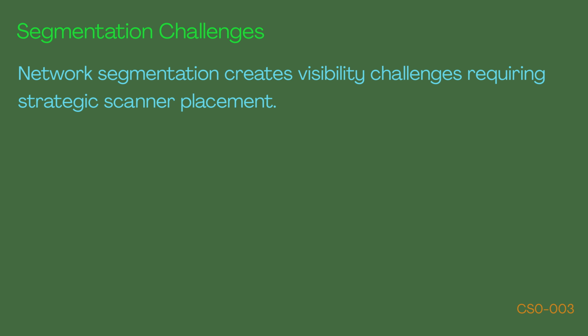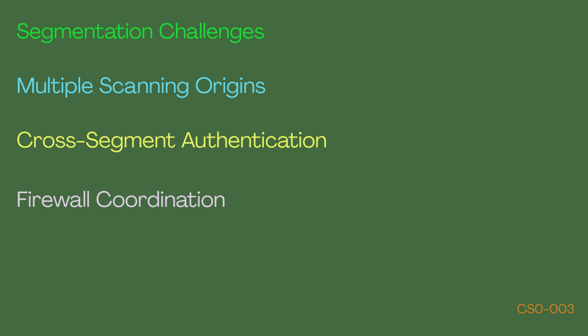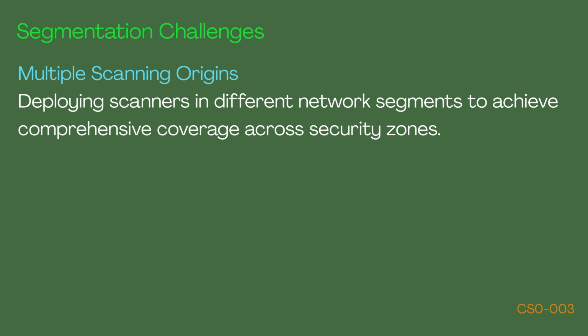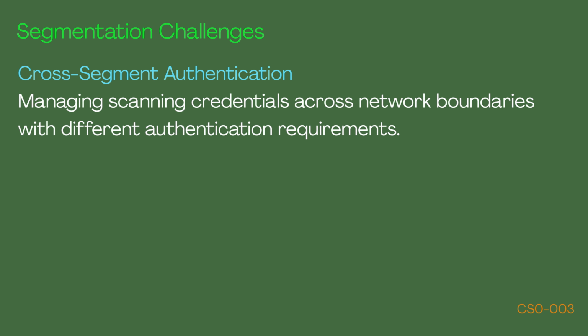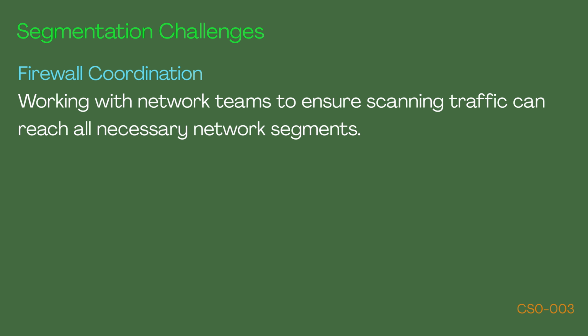For segmentation challenges, network segmentation creates visibility challenges requiring strategic scanner placement, your origin placement there. And with this, we have multiple scanning origins, cross-segment authentication, and firewall coordination. So multiple scanning origins is deploying scanners in different network segments to achieve your comprehensive coverage across those security zones. For cross-segment authentication, there's managing scanning credentials across network boundaries with different authentication requirements. For firewall coordination, this is working with network teams to ensure scanning traffic can reach all necessary network segments.